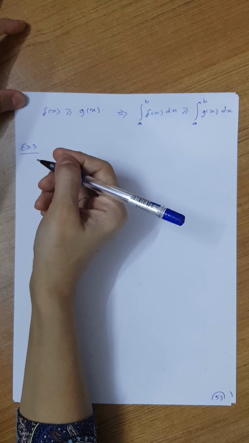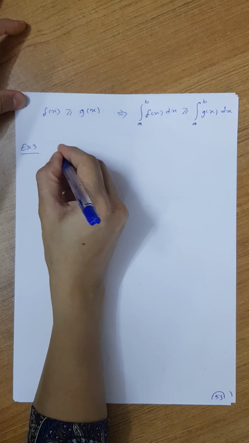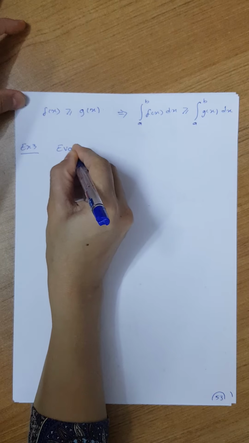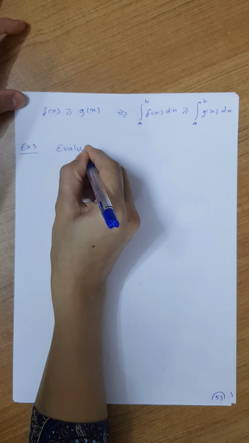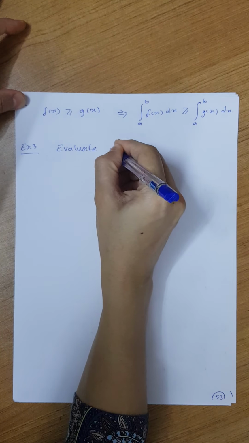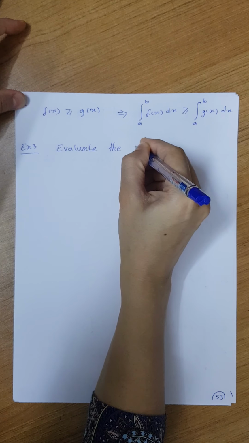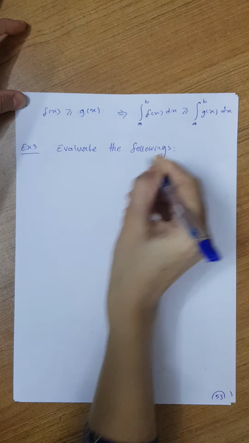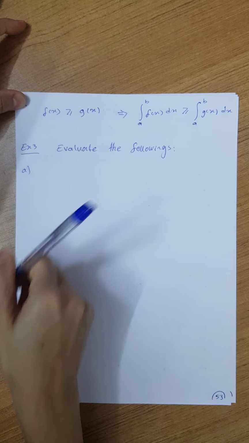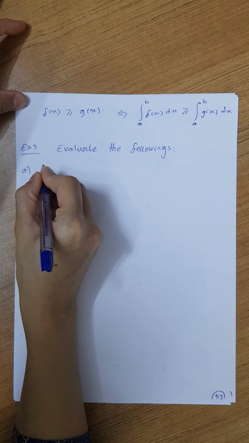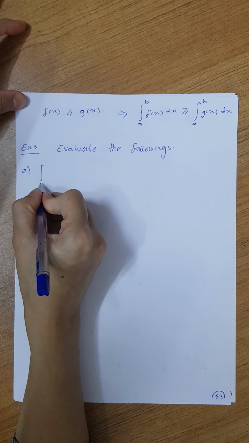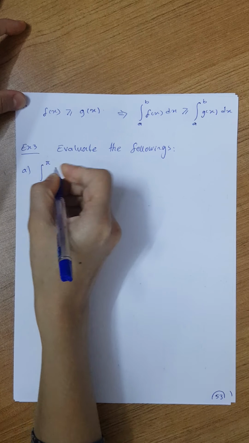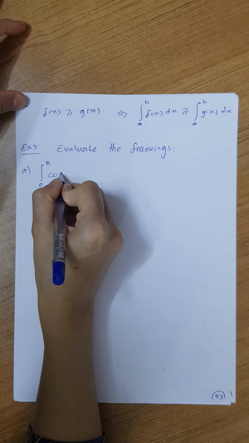Now we are moving to an example. It says calculate the definite integrals, so I will write evaluate the followings. The first part that I have is the integration from 0 to pi of cosine x dx.